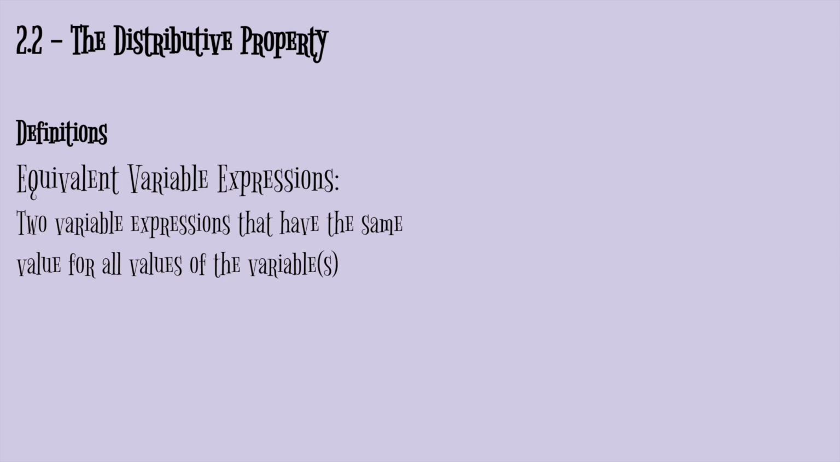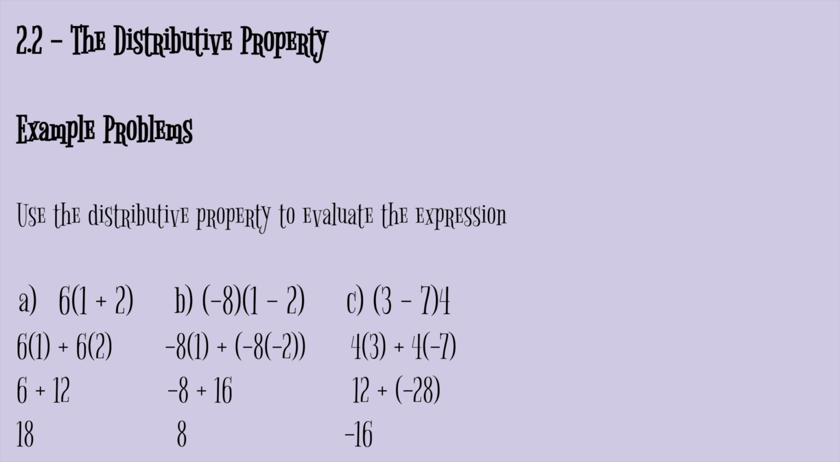Next, on some example problems using the distributive property to evaluate the expression. First, 6 times (1 plus 2). This is the same as 6 times 1 plus 6 times 2, which is 6 plus 12. The final answer is 18.